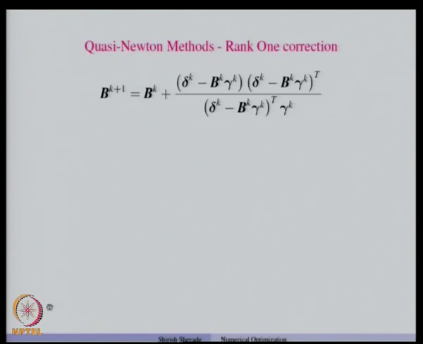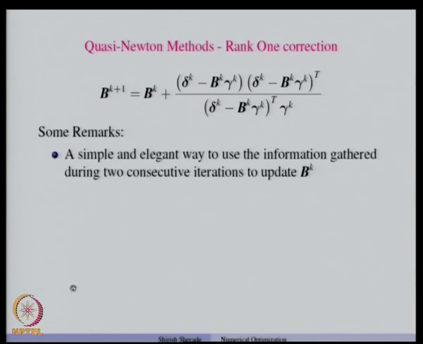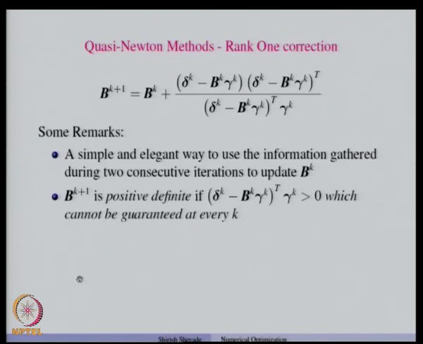So, let us see some remarks on this. This is a very simple way to use the information gathered during two consecutive iterations to update Bk. Now, remember that Bk plus 1 is positive definite if Bk is positive definite. So, throughout this discussion, we have assumed that Bk is positive definite. So, let us not worry about that part. Now, how do we make sure that Bk plus 1 is positive definite? That will be true only when this quantity is greater than 0. And if you look at our analysis, nowhere do we ensure that this quantity is greater than 0. So, this is not always guaranteed at every iteration.